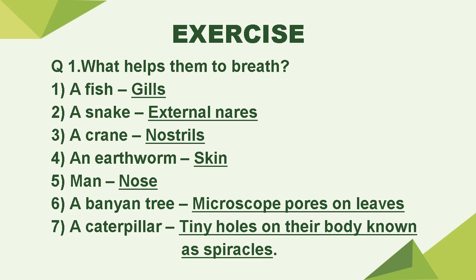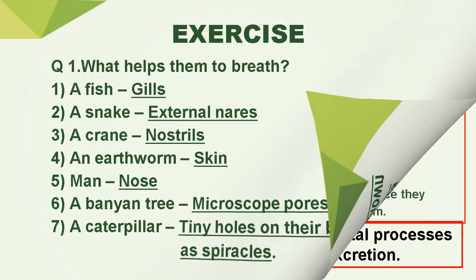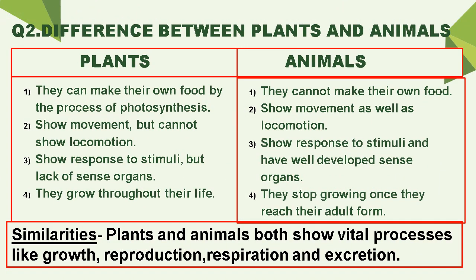Man breathes through the nose. A banyan tree breathes through microscopic pores on its leaves. And a caterpillar uses tiny holes on its body known as spiracles for breathing. Let us discuss the next question. What are the differences and similarities between plants and animals?